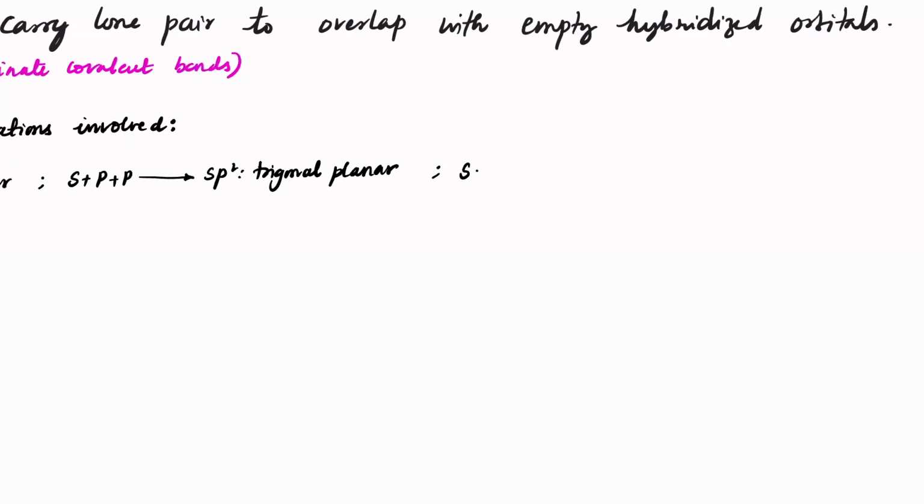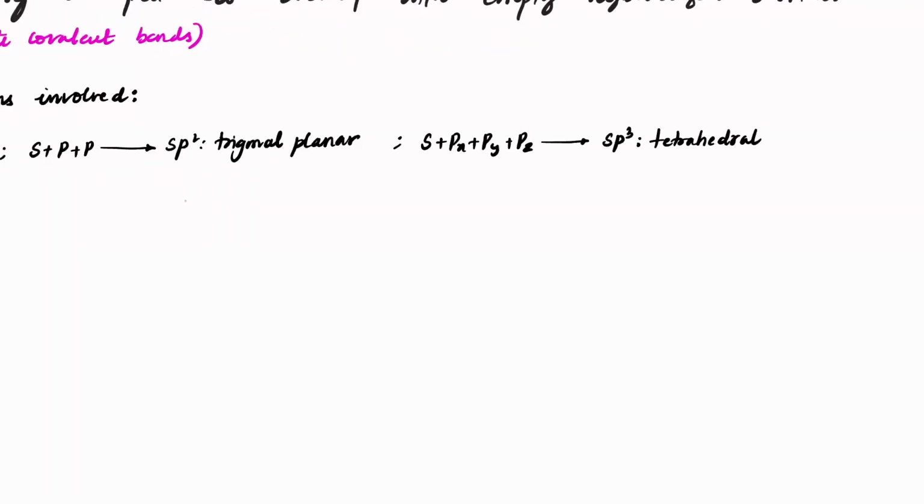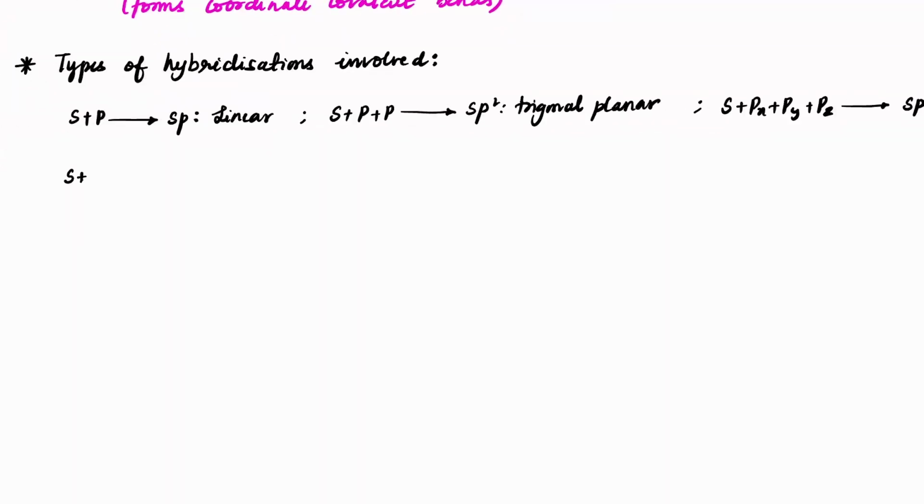Next, if you have s and px, py, pz all mixed together, then we get sp3 hybridized orbitals, and it will be tetrahedral. So that will form tetrahedral geometry. Now come the interesting cases. These are very regular cases which we are aware of. Now notice, what if you have s, px, py, pz, and then dz square? Then we will have sp3d, and that will form trigonal bipyramidal.